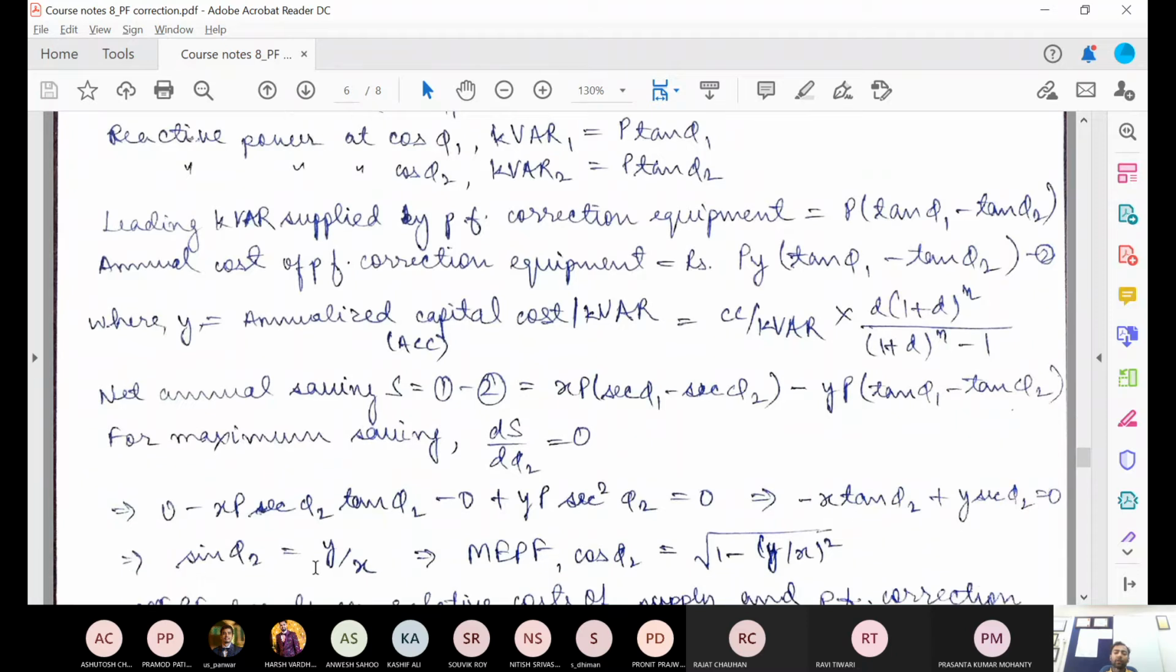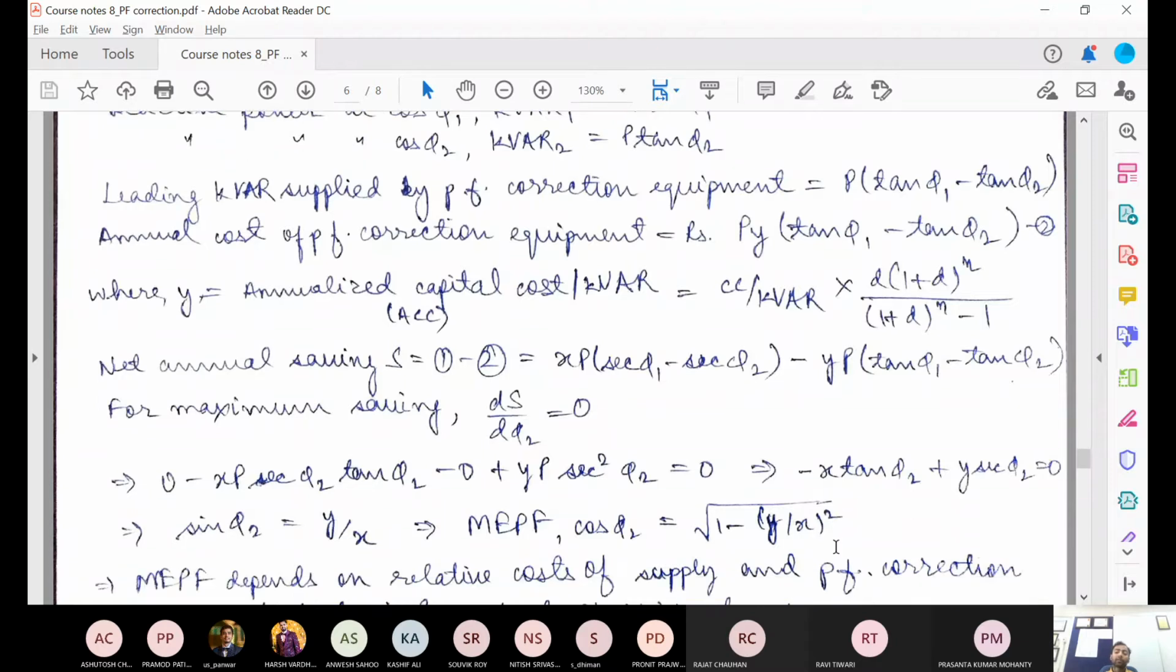And solving this, what you will get is that sine phi 2 is equal to Y by X. So if you just take the derivative and simplify it, you will get this expression of sine phi 2 equal to Y by X. And as we know, the power factor is cos phi 2. So the most economical power factor, MEPF, or cos phi 2, can be expressed as under root of 1 minus (Y by X) squared.